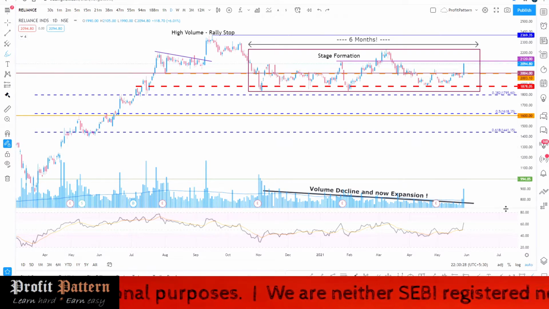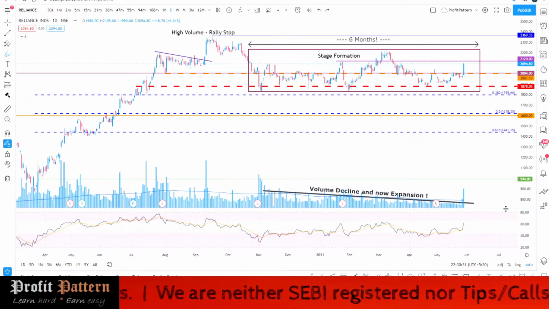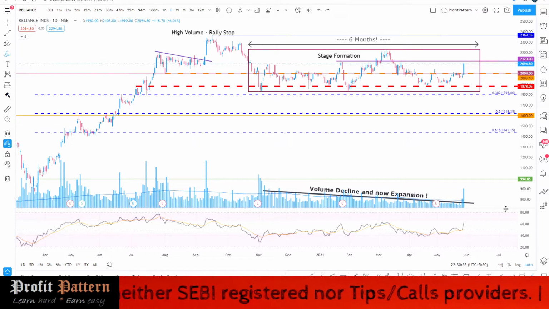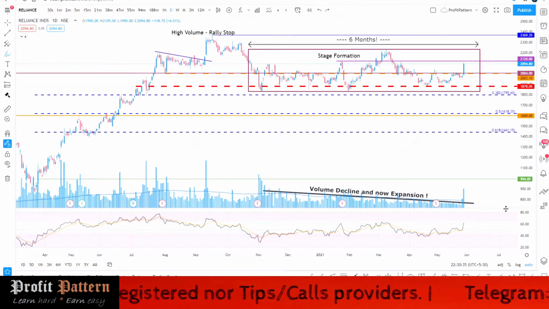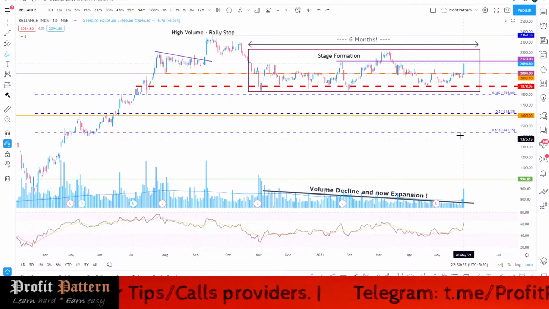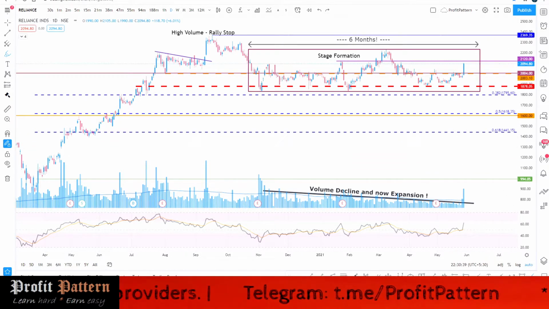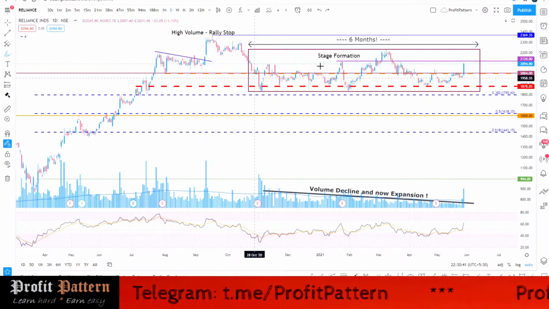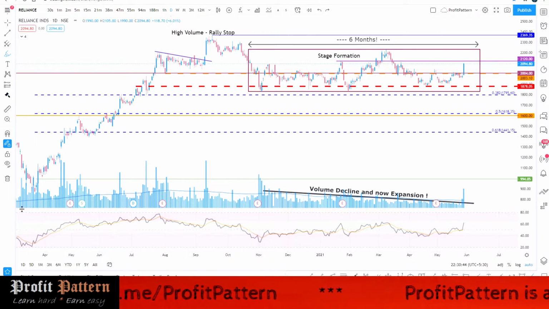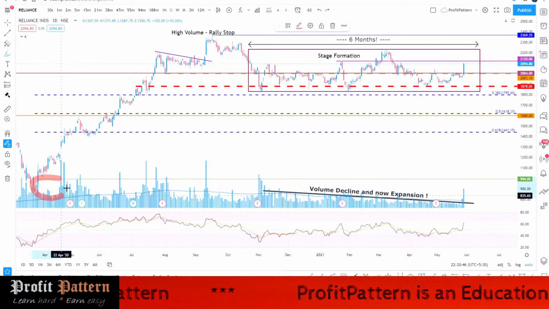So let's start with Reliance Industries. Today's talk is about why this stock has come into our filter list. So first we will try to understand what the stock was doing before this consolidation period. So I am marking this particular area.